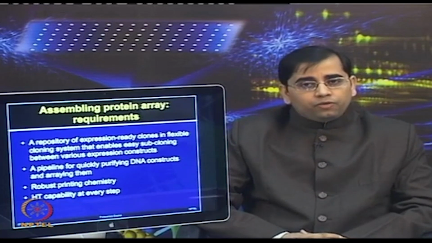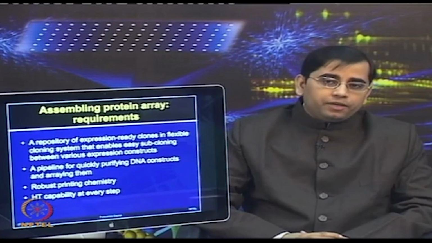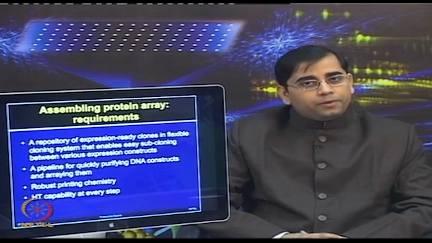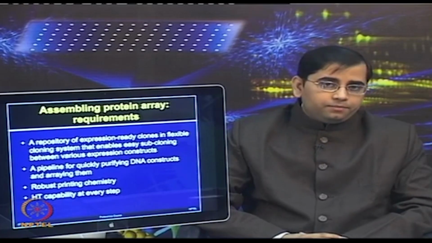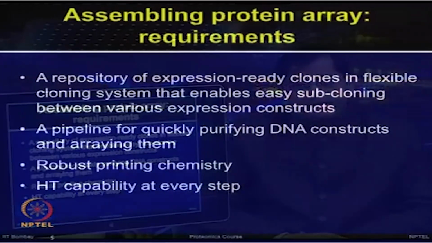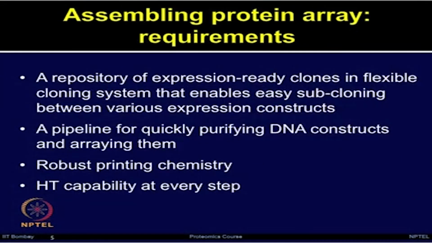Then you need a pipeline for very quick verification of DNA constructs and how to array or print them on the chip surface. You need robust printing chemistry, as well as, since you are aiming for high throughput experiments, thousands of feature printing on these arrays. So, you need high throughput capability at every step.